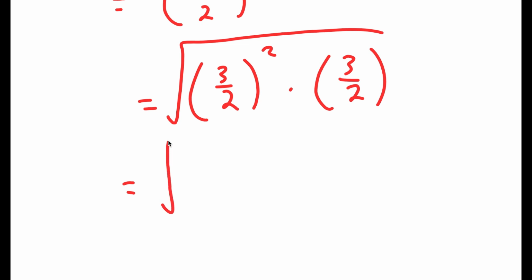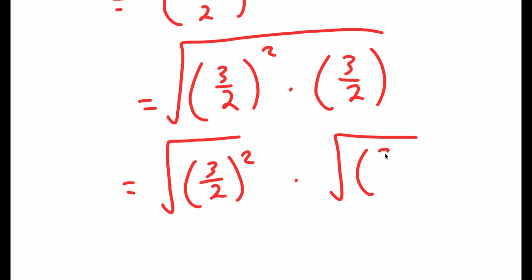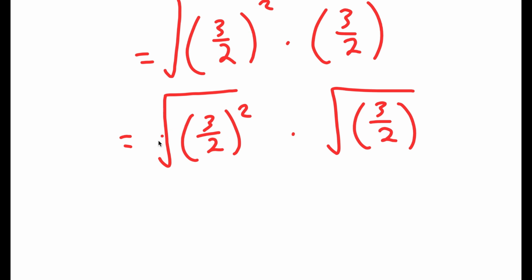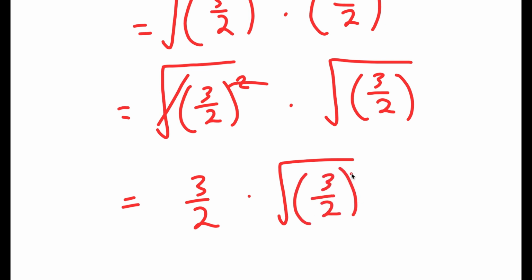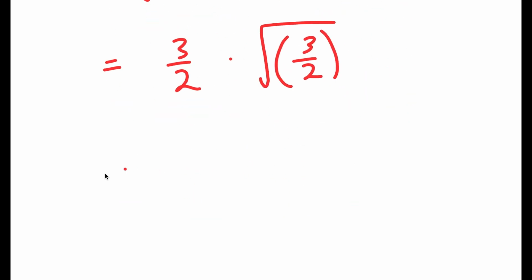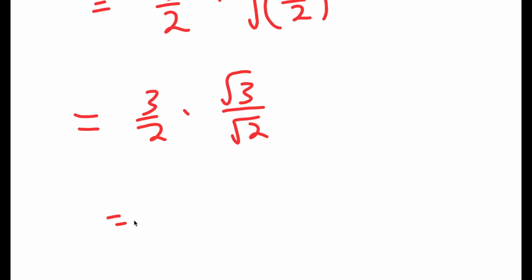Now this is the same thing as the square root of (3/2) squared times the square root of 3 over 2. So I basically just separated these two. Now the square root of a square simply just leads to the term inside of it because these two cancel out. So I'm left with 3 over 2 times the square root of 3 over 2. And the square root of 3 over 2 is the same thing as the square root of 3 over the square root of 2. So I get 3 root 3 over 2 root 2.